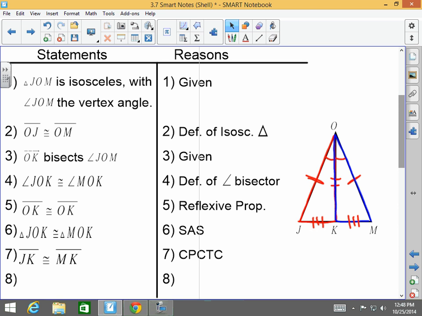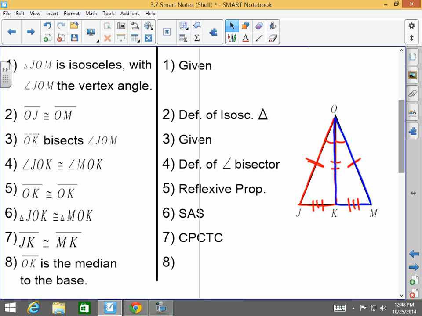And now that I've proven that JK is congruent to KM, well, we know now that OK is the median to the base. Why? Definition of a median. If you remember, a median is a segment that starts at the vertex of one angle and cuts the opposite side, which in this case is base JM, into congruent halves. And we proved that.